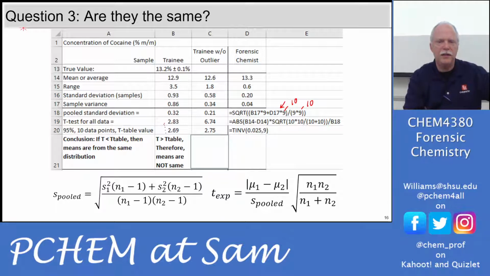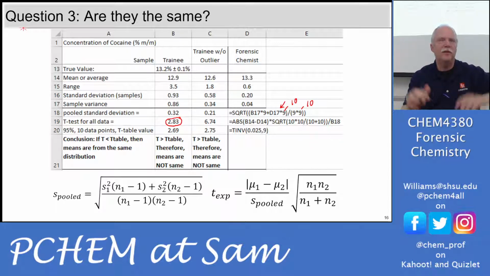And so here's our t-test for the trainee, and this is the t-table value. So 2.8 is greater than 2.6. That's if we just take the trainee data, not taking the outlier out. So without taking out the outlier, it says the means are not the same. So our trainee and our forensic chemist are giving us two different average values.